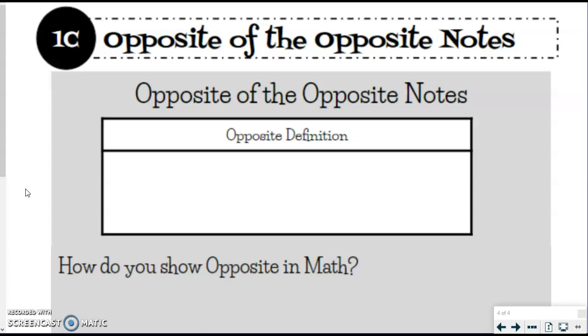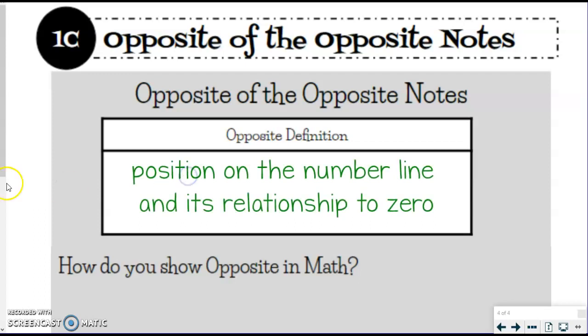Why don't we start with that opposite definition again? I know we just talked about it, but let's recap and make sure we truly understand it. Remember, the opposite means the position on the number line and its relationship to 0. You could be so far to the right of 0 versus so far to the left, and some numbers are the same distance away from 0 but in opposite positions, so their relationship to 0 is opposite of each other based on their position on the number line. So make sure you're getting that written in your notes.